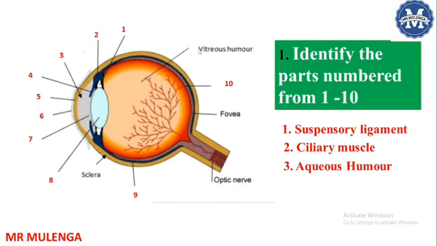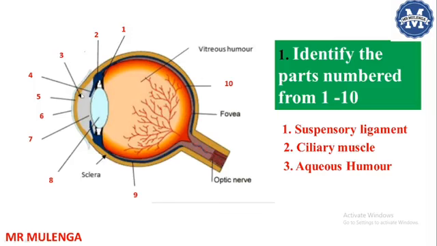Then you also have this part called the vitreous humor. This vitreous humor is also a transparent jelly-like fluid that fills the space between the lens and the retina. Apart from that, it also gives the eyeball its shape and it keeps the retina in place. So that is the difference between the aqueous humor in front and the vitreous humor.